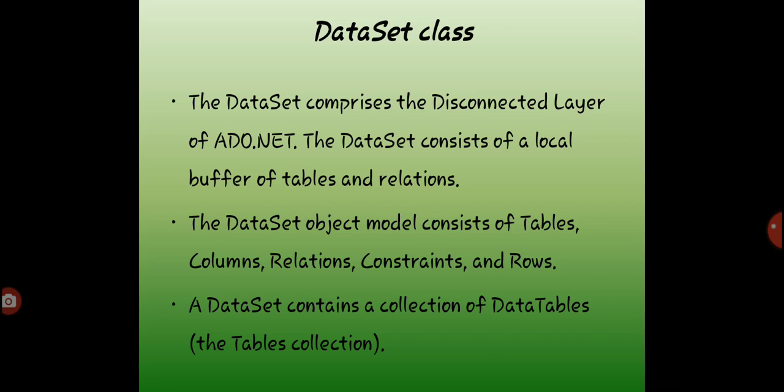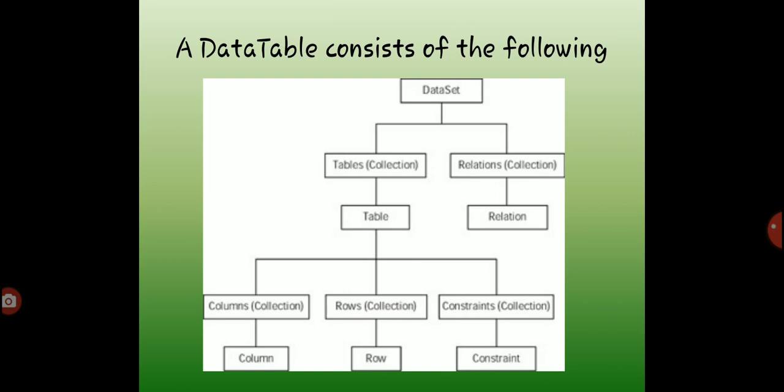Now, data set. What is a data set? Data set is the object of tables. To display tables, we use the object data set, and data set is a built-in class of .NET. This data set consists of tables, columns, relations, constraints, and rows. Tables is a collection of table, and relations is a collection of relation. Relation is also a table, but in some programming languages it is referred to as relation. A table is normally a set of rows and columns, right?